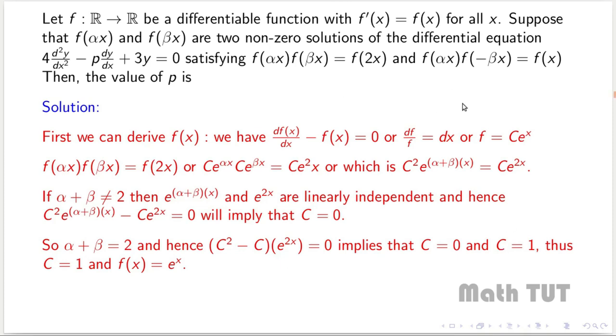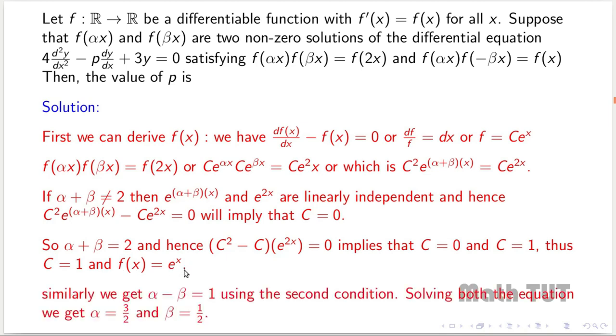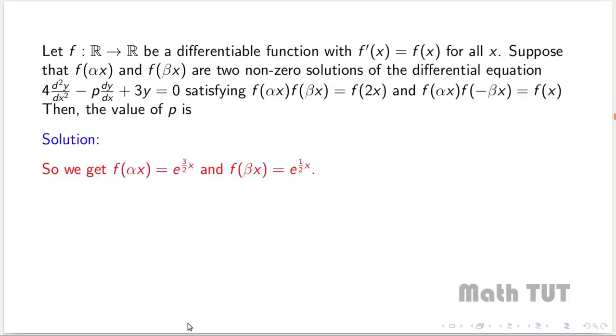Now similarly, the second condition will tell us that alpha minus beta has to be 1 also. So we get two equations here, alpha plus beta is 2 and alpha minus beta is 1, and if you solve these two, we get alpha and beta to be 3 by 2 and 1 by 2. Now we got f of alpha x as e power 3 by 2 x and f of beta x to be e power half x.